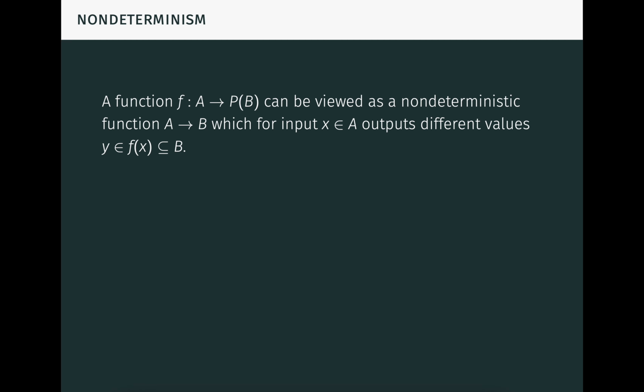A function f from a set A to the power set of a set B, that is, the set of all subsets of B, can be viewed as a non-deterministic function from A to B, which for each input x in A, outputs different values y in a subset of B. Here f of x is the set of possible output values for the input x.